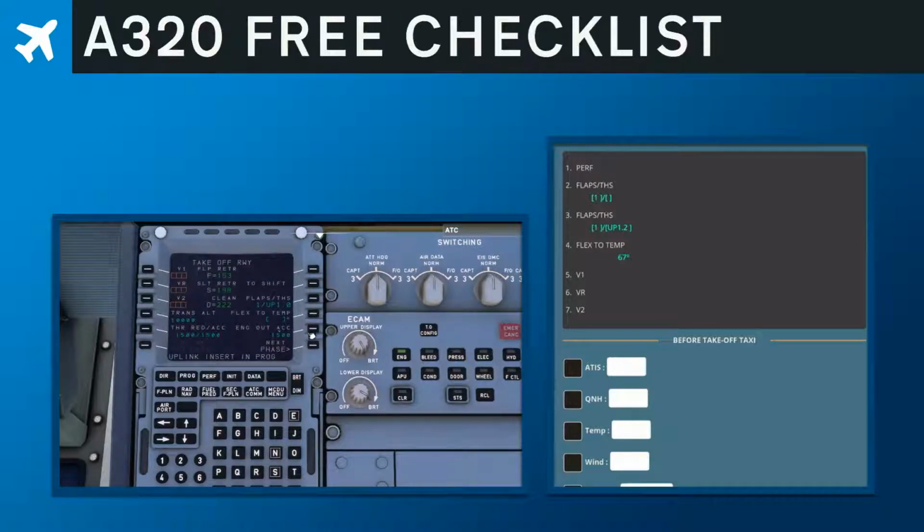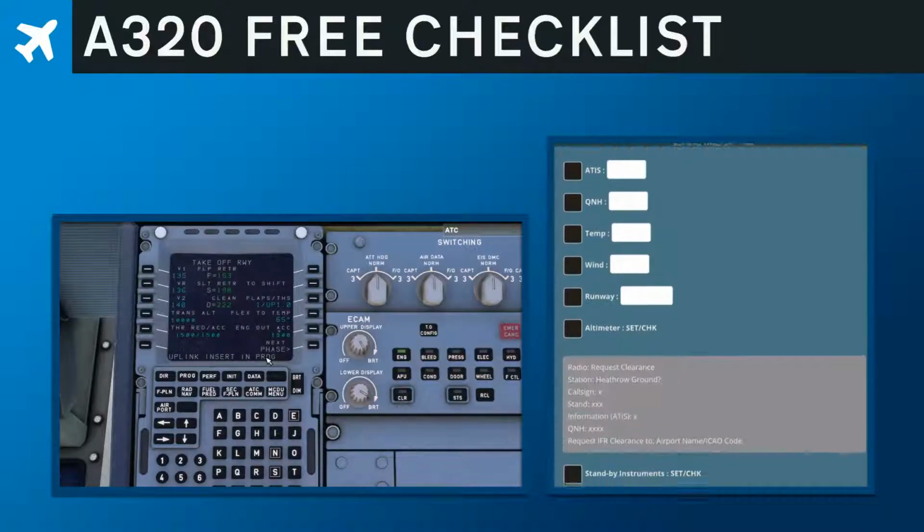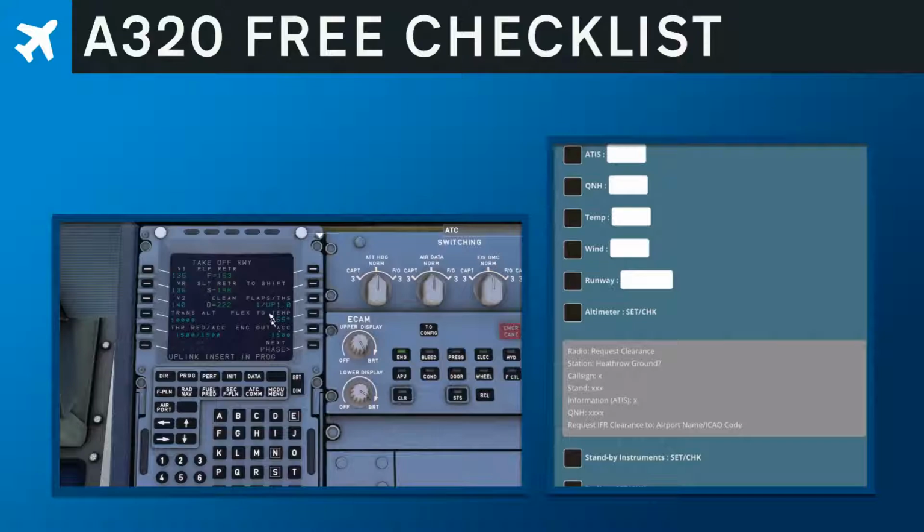Our flex temp we're going to put in as 65 as a round number. I'd say we could have calculated that, but we haven't. But we'll call in our speeds by clicking this twice. Once to call it up into the scratch pad here, and then another one to commit it. So VR is 136 and V2 is 140. So that's pretty much what we need to worry about there.